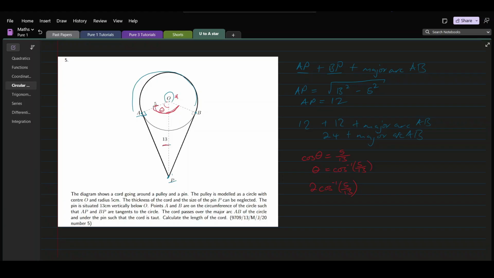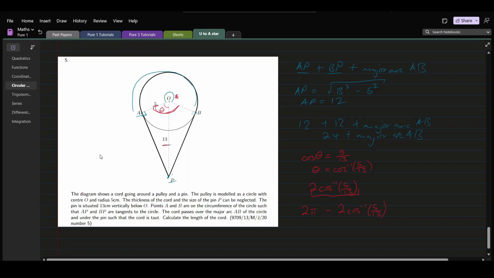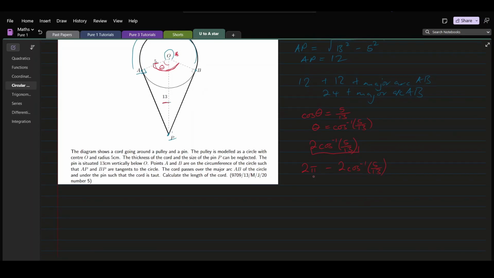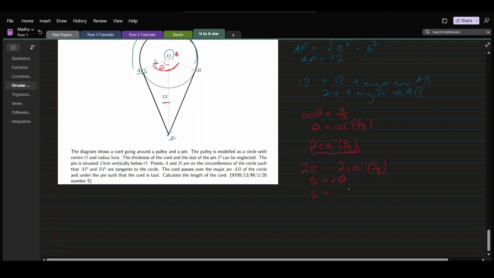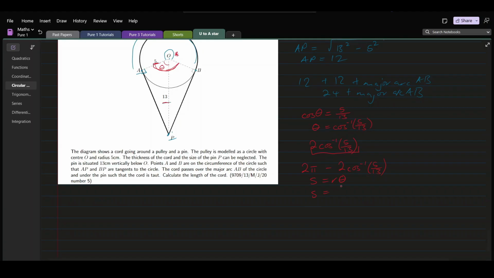And now to simply get this blue angle over here, we can subtract this from 2 pi radians, which is the same as 360 degrees. So 2 pi minus 2 arc cos of 5 over 13 is the angle that we're looking for. And now we can use S is equal to R theta. S is equal to our radius, which is 5 over here, times our angle, which is 2 pi minus 2 arc cos of 5 over 13.